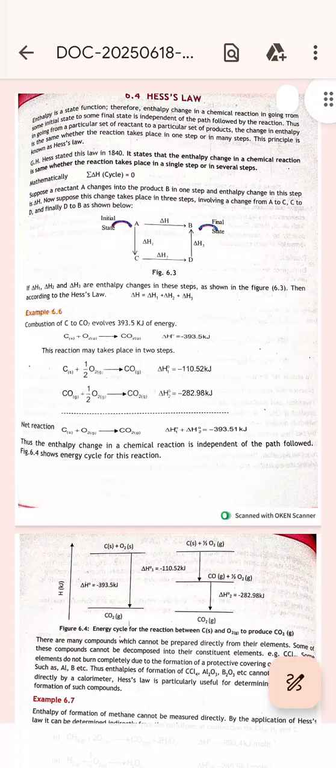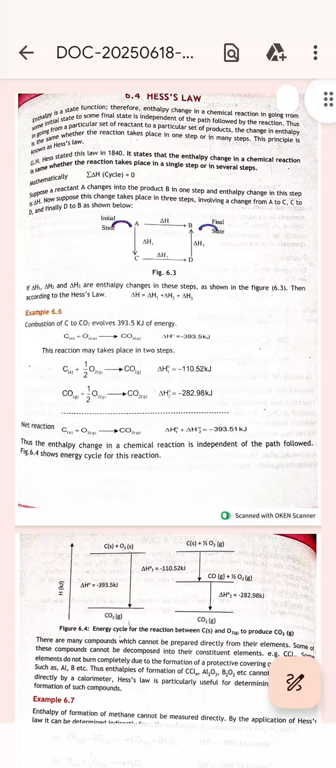Suppose a reactant A changes into the product B in one step, and the enthalpy change in this step is del H. Now suppose this change takes place in 3 steps, from A to C, C to D and D to B finally, as shown in the figure. So directly the reactant can be converted into products or it can take several steps. But the enthalpy changes involved in these steps add up to the total enthalpy change. If del H1, del H2 and del H3 are the enthalpy changes in these steps, then according to Hess's law, del H is equal to del H1 plus del H2 plus del H3.